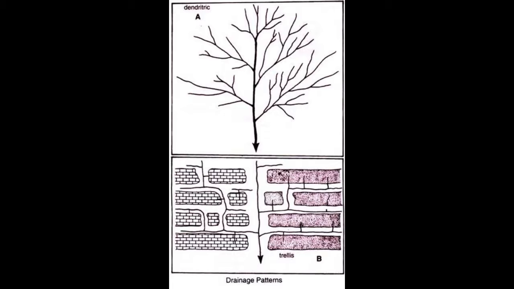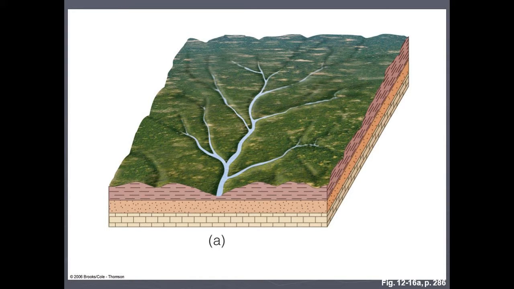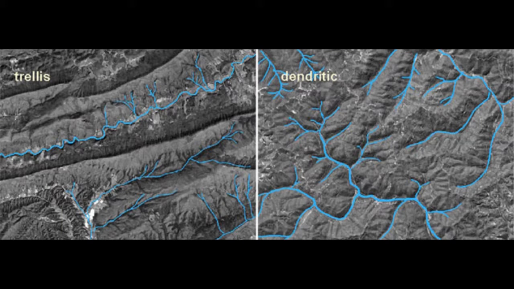Dendritic pattern is characterized by irregular branching of tributary systems in all directions. It is particularly characteristic of rocks which are homogeneous with respect to erosion by running water. Dendritic pattern implies a lack of structural control. Though both dendritic and trellis patterns look similar, note that in trellis the tributaries make an almost right angle at the junction of merging.